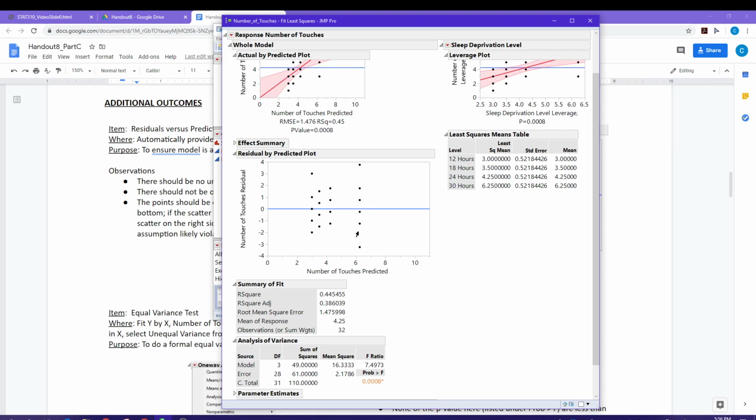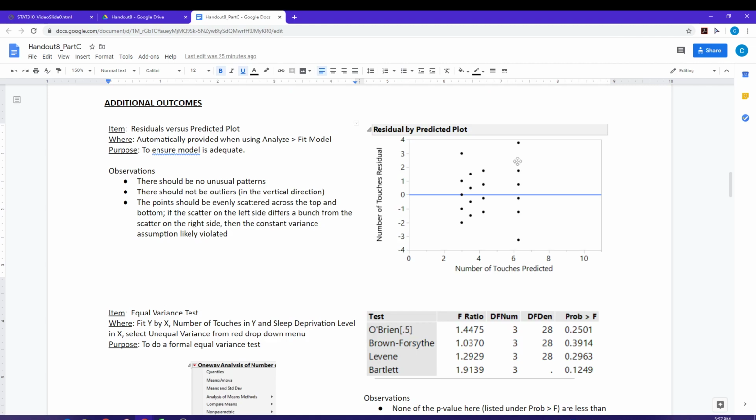So what kind of features do we want in this plot? Let's go back to the notes and talk about that. What this plot is doing is ensuring that the model that we're using is adequate. We don't want any unusual patterns in this plot. If we saw something like a parabola shape, that would be bad. Or if we saw outliers.